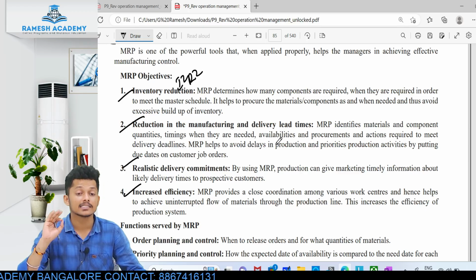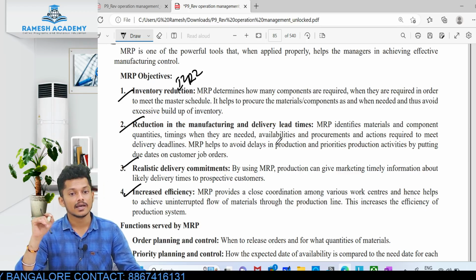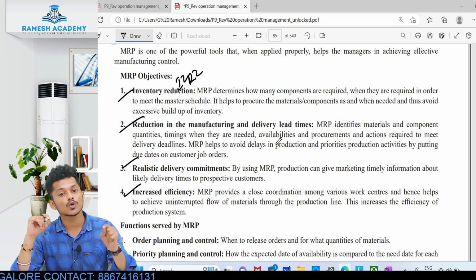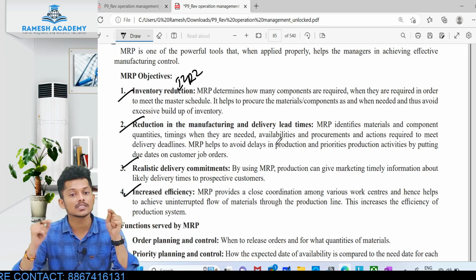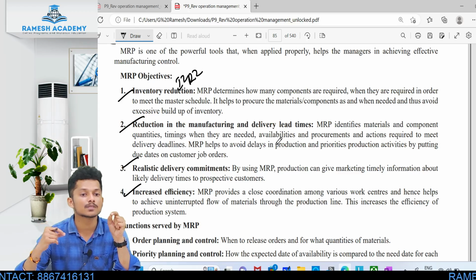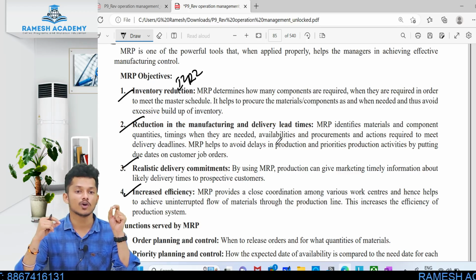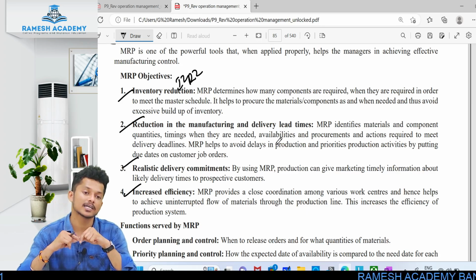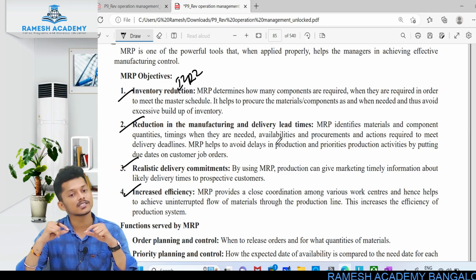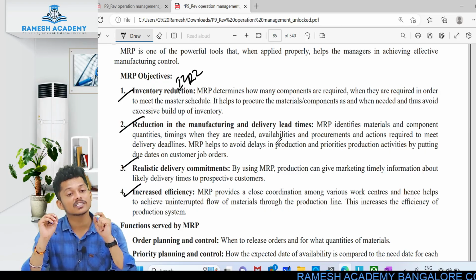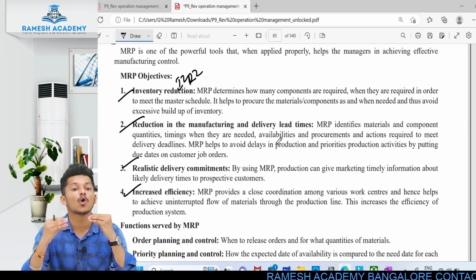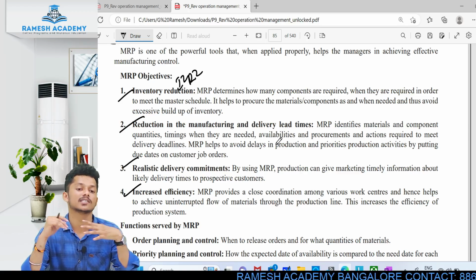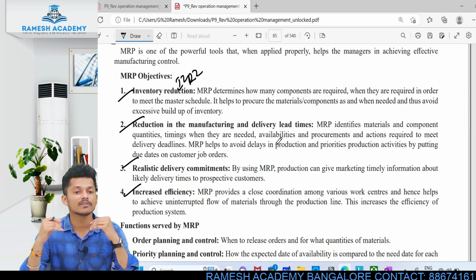Got it? Next, increased efficiency. MRP provides a close coordination among various work centers and hence helps to achieve uninterrupted flow of materials to the production line. This increases the efficiency of the production system. Why increased efficiency? MRP maintains the coordination among various work centers. That's why it increases the efficiency.